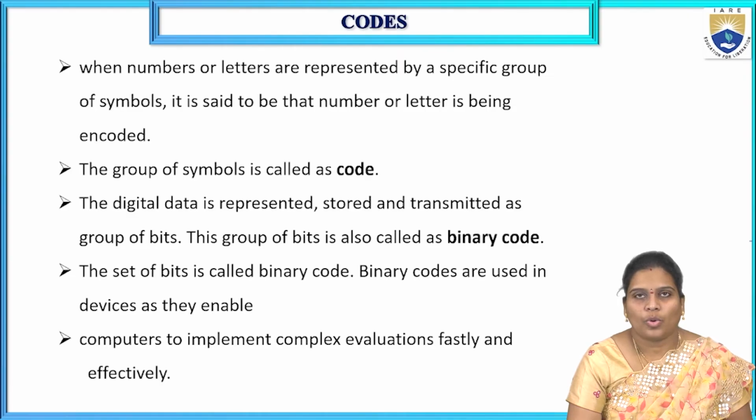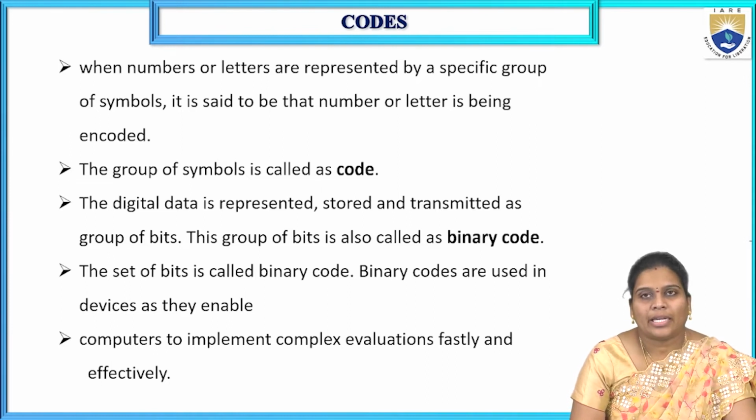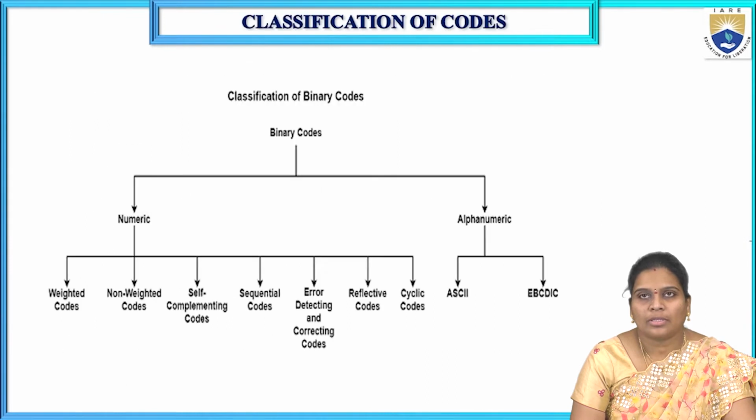What is a code? When numbers or letters are represented by a specific group of symbols, the digital data is represented, stored, and transmitted as a group of bits. The group of bits is called the binary codes. Generally, binary codes are of two types. One is the numeric code, another one is the alphanumeric code.